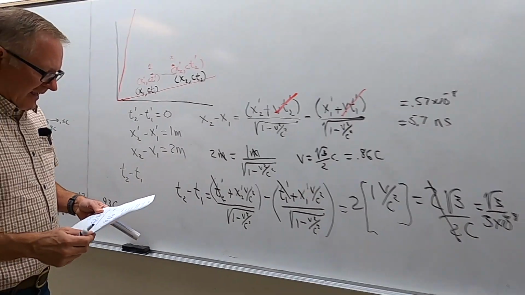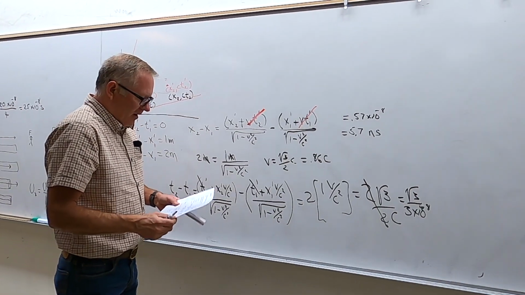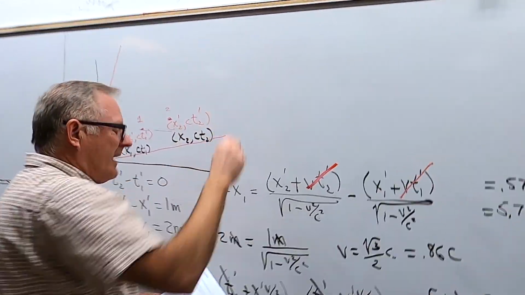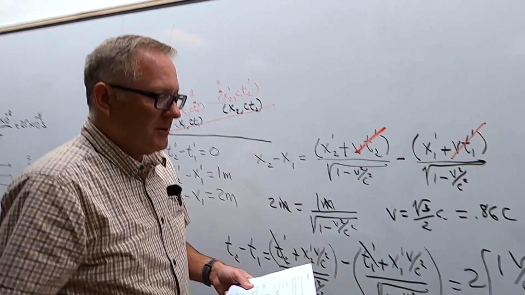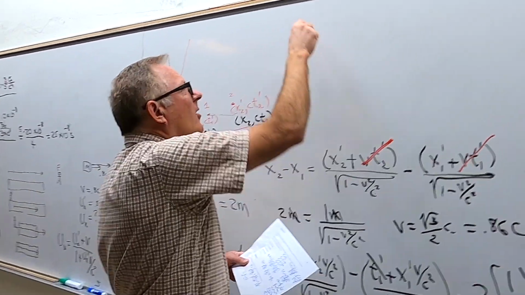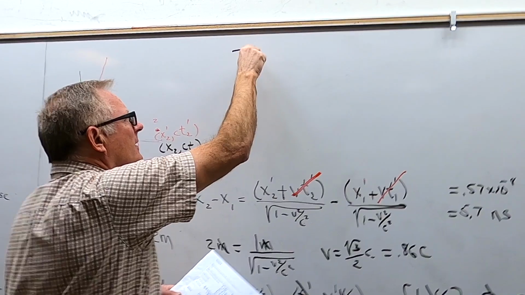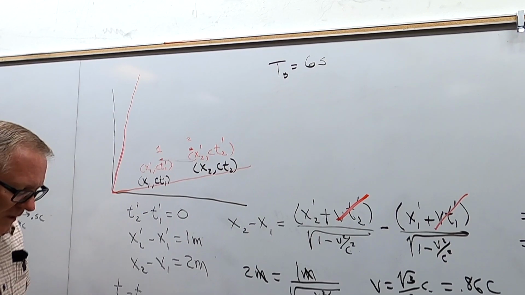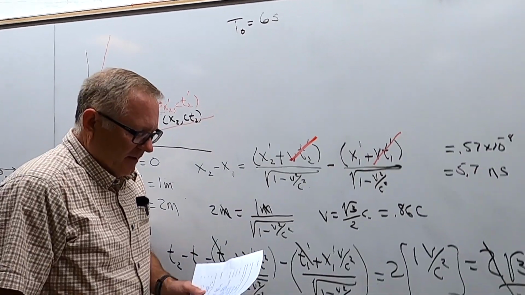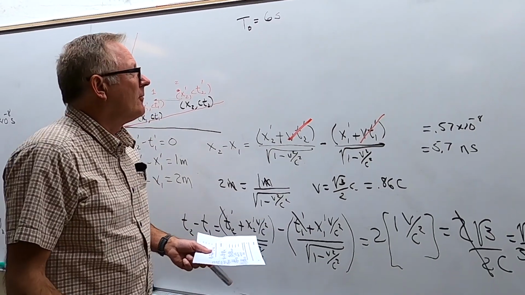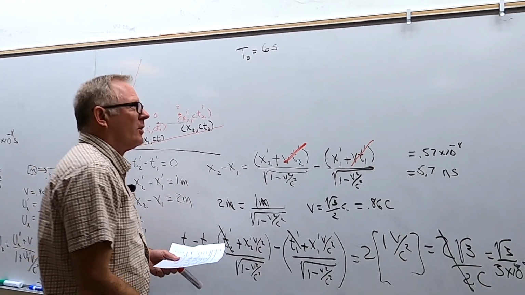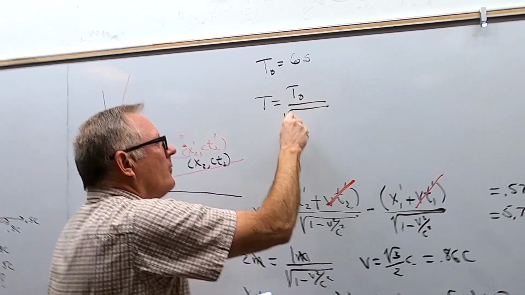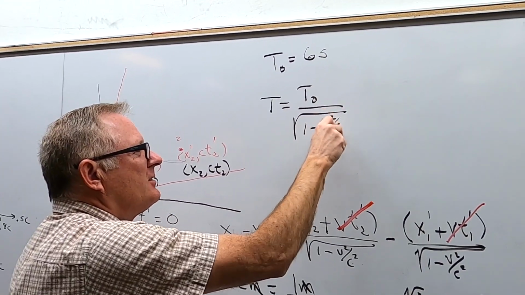And then the last one here, number 6: a particle has a half-life of 6 seconds. When we say it has a half-life, we're talking about the proper time. So the proper time is equal to 6 seconds. What is its half-life if it moves at 0.8c? Well, that means its clock is running a little bit slower. And so we know that t is just t naught times the square root of 1 minus v squared over c squared.